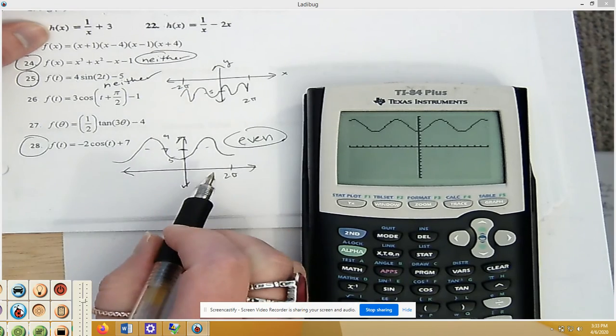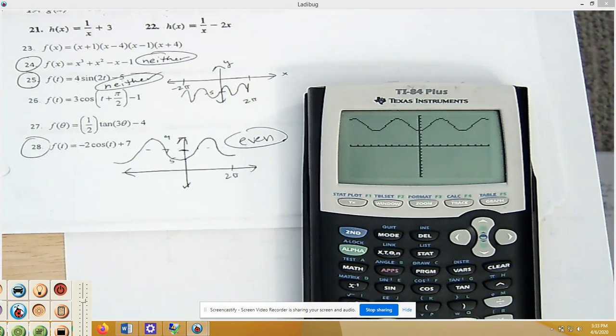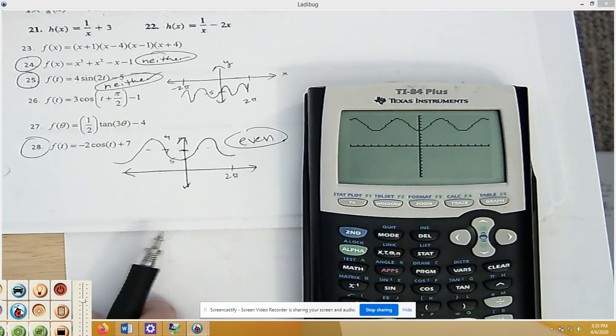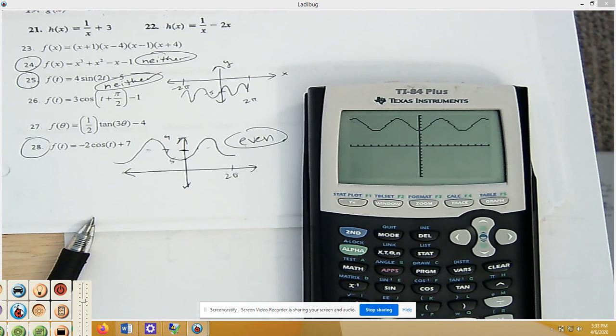But as you think through each one, each one is a thought process. Some of them are a little bit more obvious than others. I kind of hopped around, but I just wanted to give you an idea of what you're looking at for even, odd, and neither, and I hope this helps.